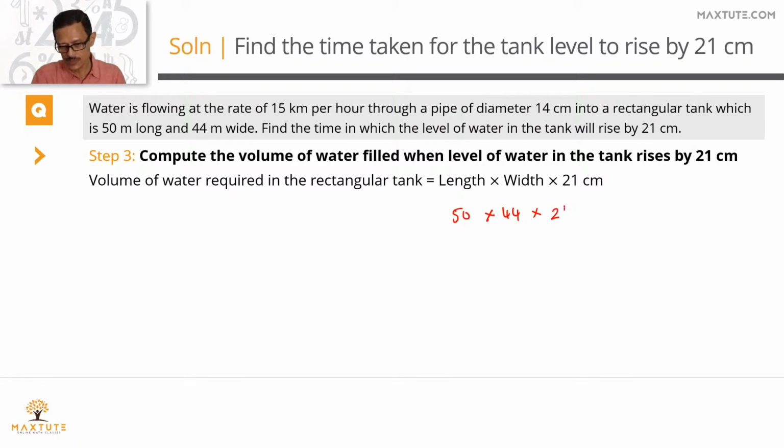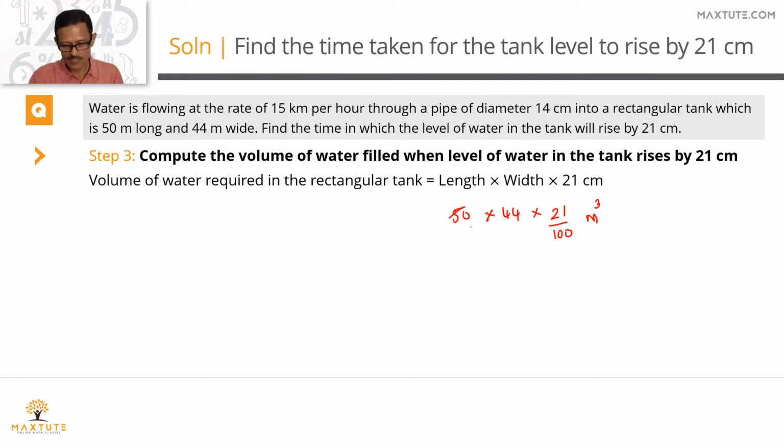So let's write it in terms of meters, which is 21 by 100. Meter into meter into meter. The measurement will finally be equal to meter cube. So much of water, the volume of water that has gotten into the tank when its level rises by 21 centimeters is basically so many meter cube.